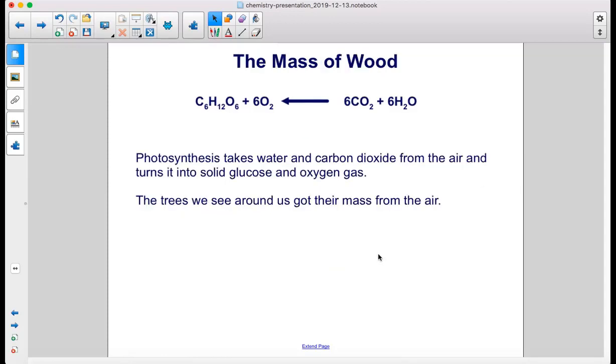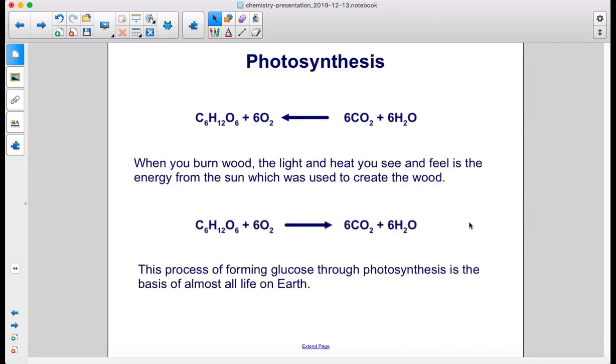Photosynthesis takes water and carbon dioxide from the air and turns it into solid glucose and oxygen gas. The trees we see around us got their mass from the air. When you burn wood, the light and heat you see and feel is the energy from the sun, which was used to create the wood. This process of forming glucose through photosynthesis is the basis of almost all life on Earth.